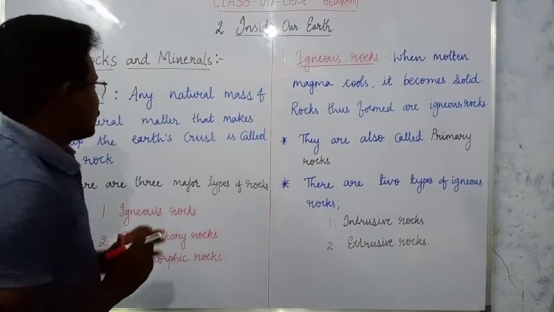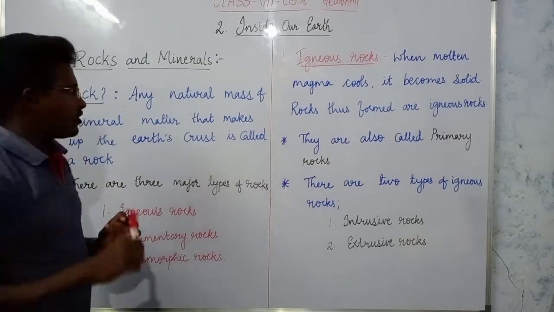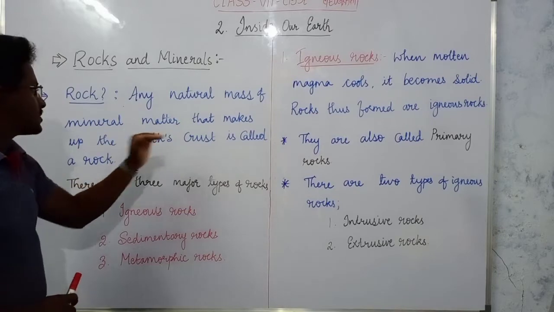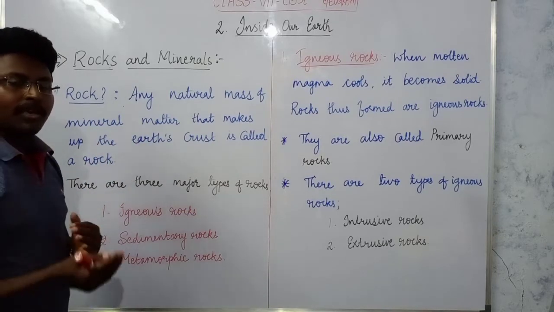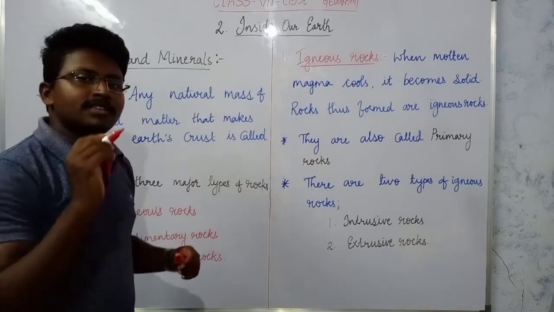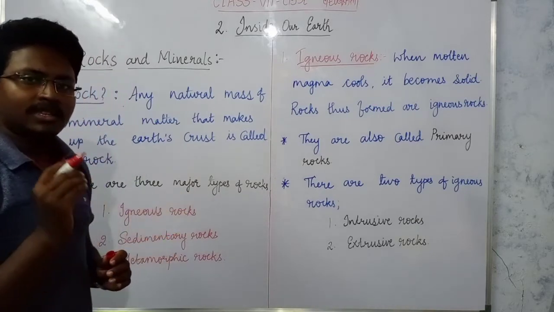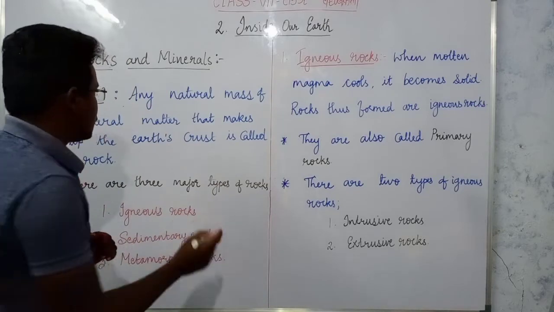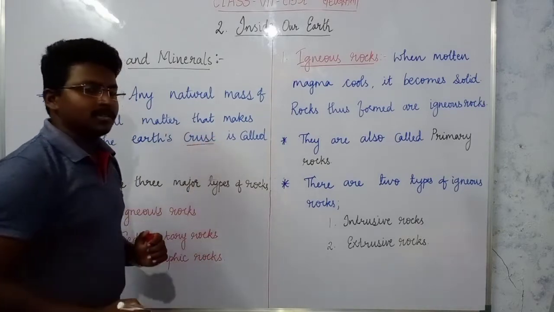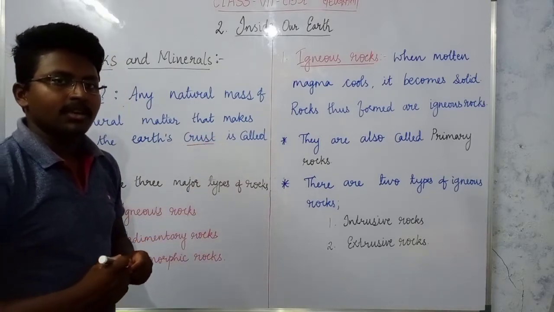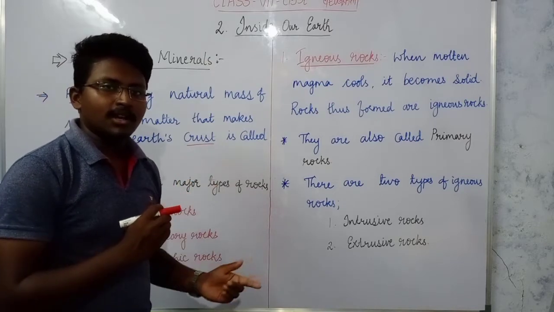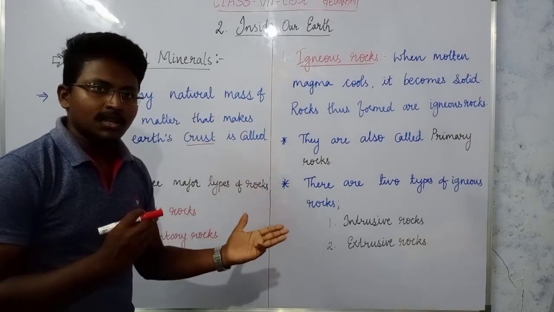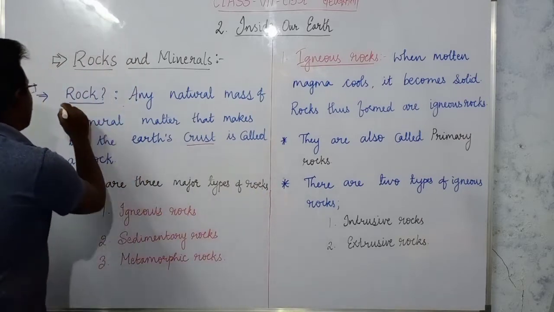First, let us talk about what a rock is. Rock means any natural mass of mineral matter that makes up the earth's crust. Simply, you can say it should be formed naturally, it should consist of minerals, and if it is found on the earth's crust, we call it a rock.